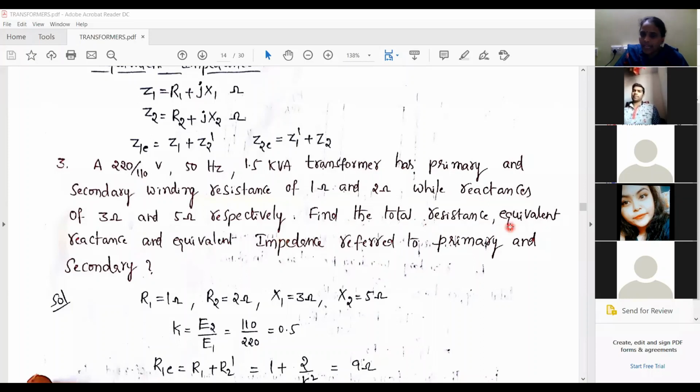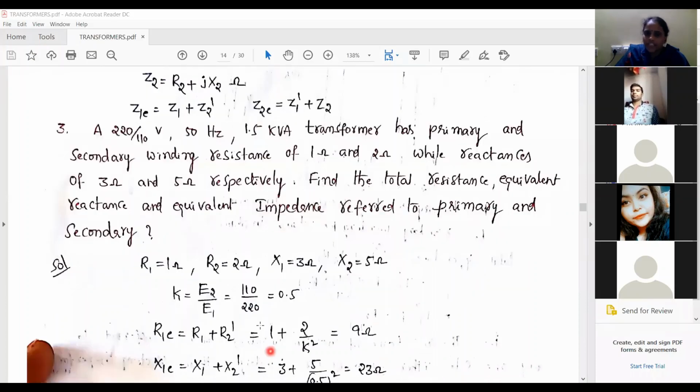We have to find the total resistance, equivalent reactance and equivalent impedance referred to primary and secondary. Now I have to find the total resistance and reactance when it is referred to the primary side and when it is referred to the secondary side. Is it clear? Yes, ma'am. Okay, so now you find the transformation ratio. We know the values of E1 and E2, so K is equal to E2 by E1. E2 is 110 volts and E1 is 220. So you get the value of K as 0.5.